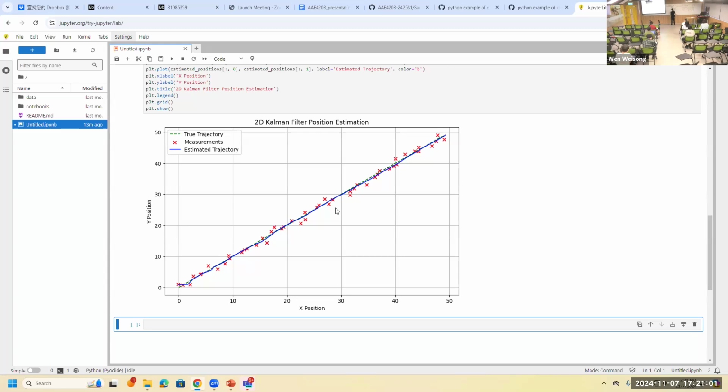The gain is computed from P, and the last equation is Pk plus equals I minus K H times Pk minus. Okay, so this is the next step. This process is called prediction, and this process is called update.